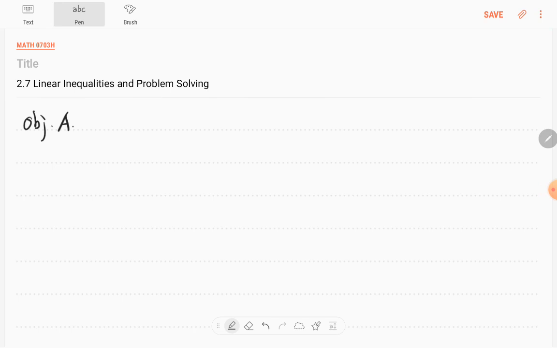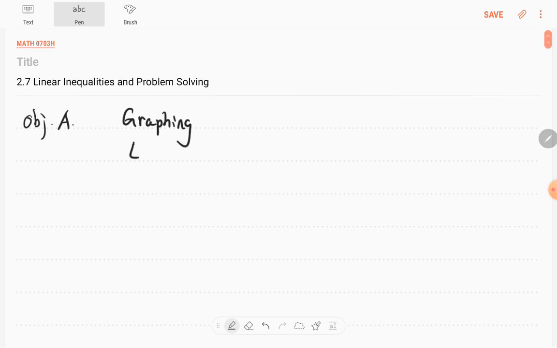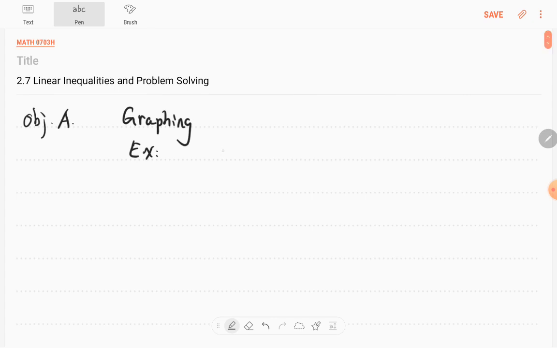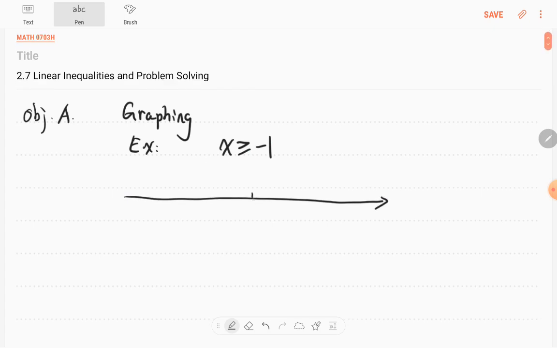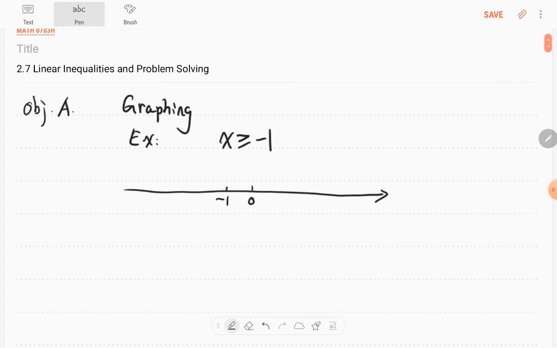So the first objective is just about graphing it on a number line. Let's check some examples to help you understand how we can graph the inequality. First, let's say we have x greater than or equal to -1. So basically we will have a number line: 0, -1, -2, -3, and so on, 1, 2, 3.